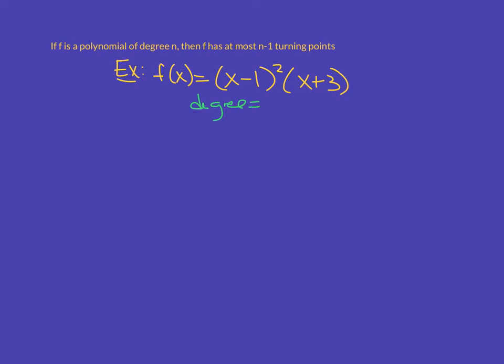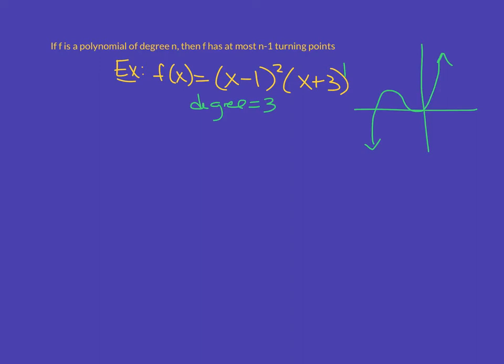We can figure out, based on our degree, how many times it's going to turn around. So our degree here is 3. You can just add the exponents of your factors. So that means that it has at most 2 turning points. So actually this graph is going to look like this. You can see that it does have 2 turning points there.